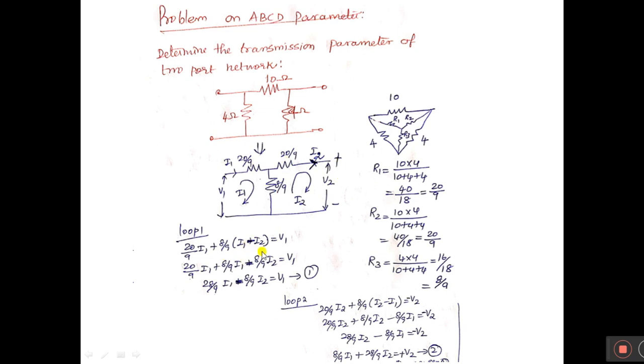Now, accordingly, you write equation 20 by 9 I1 plus 8 by 9. Both currents are going opposite, so I1 minus I2. Accordingly, you will get 20 by 9 I1 minus 8 by 9 I2 equal to V1. Loop 2, similarly, you can write equation. If you write equation, you will get 8 by 9 I1 plus 20 by 9 I2 equal to V2.